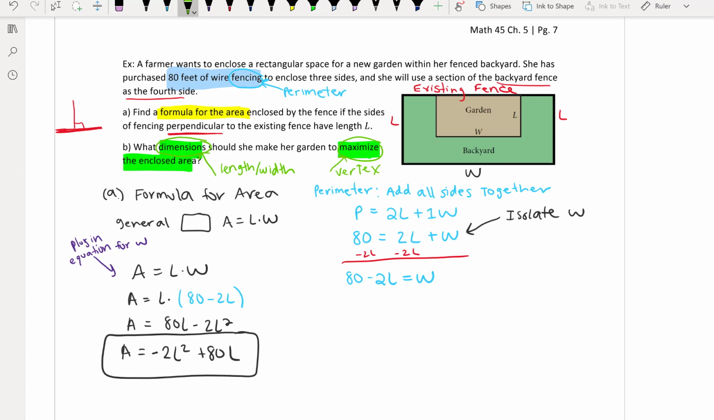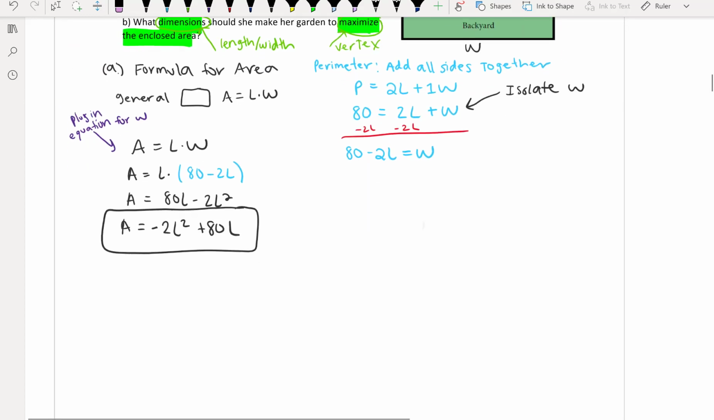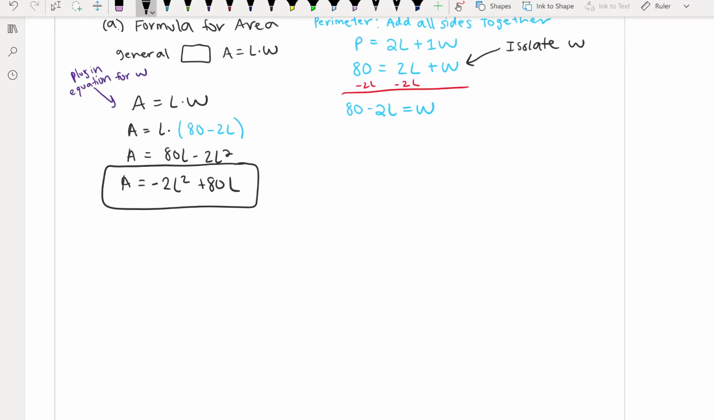Okay, so I'm going to find the vertex, and the vertex is going to help me to figure out the length and the width of this rectangular garden. Okay, so let's put that into play. So now we have part B. We are maximizing and we are finding the vertex.